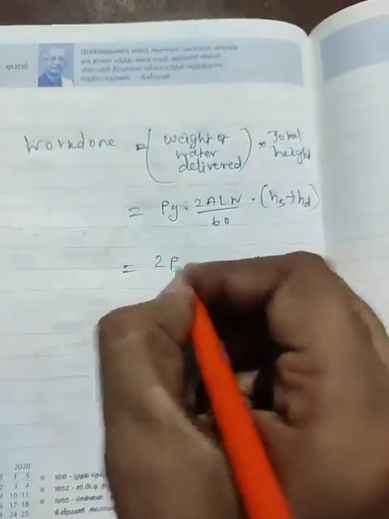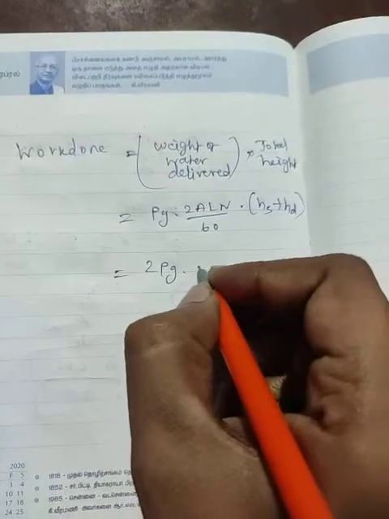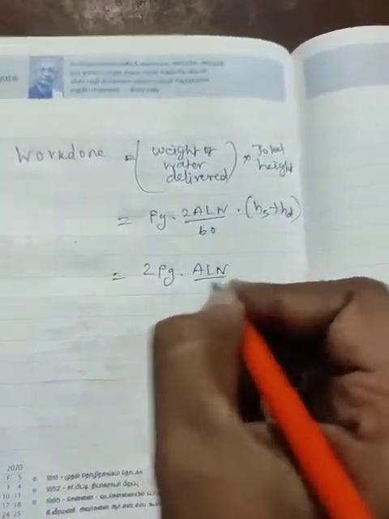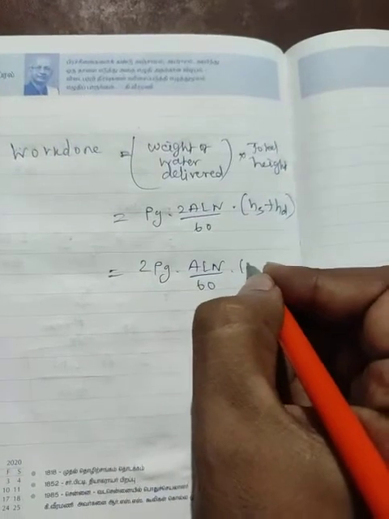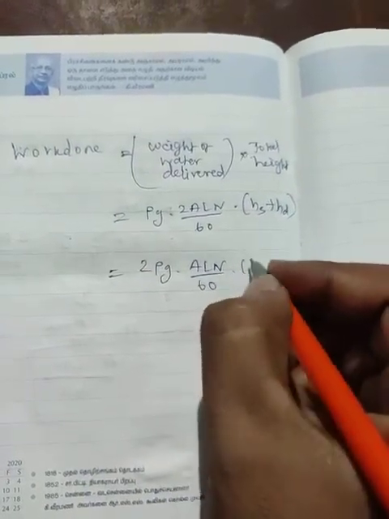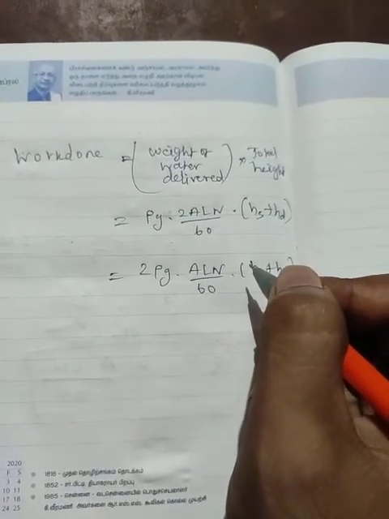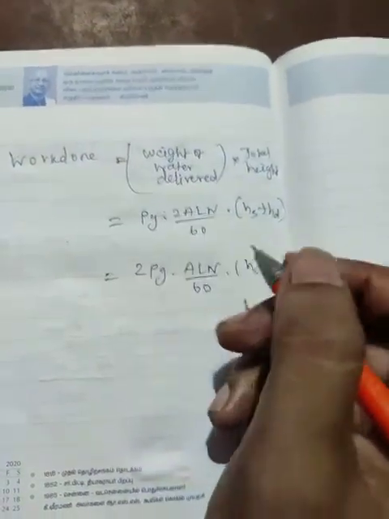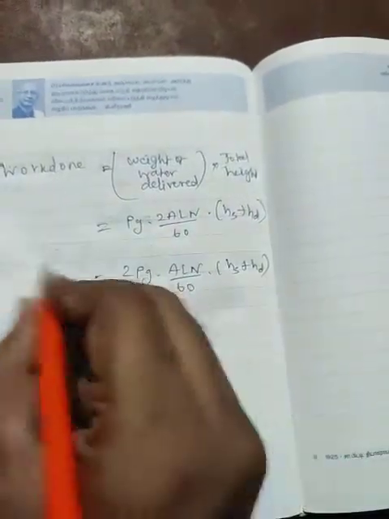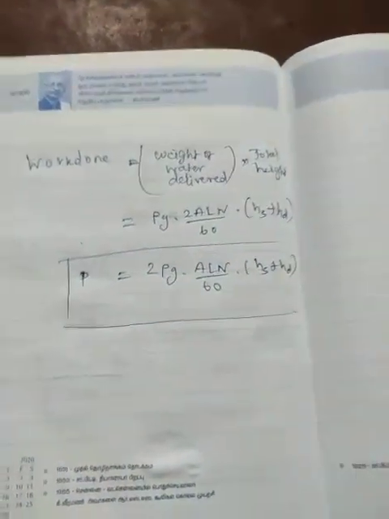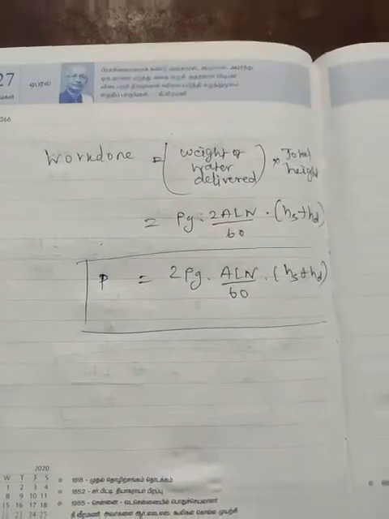And further multiply with the total height. It is nothing but the sum of the suction head and delivery head, so finally it is HS plus HD. So the equation will become 2 rho g into ALN divided by 60 multiplied by HS plus HD. Then HS plus HD is nothing but the total head. HS is the suction head, HD is the delivery head. Rho is density, g is gravitational acceleration, A is area, L is length, and N is speed in RPM.